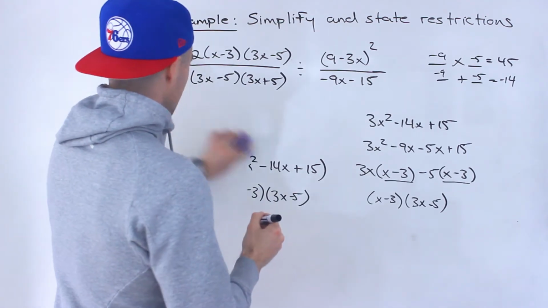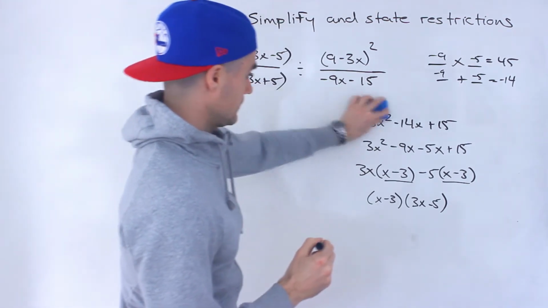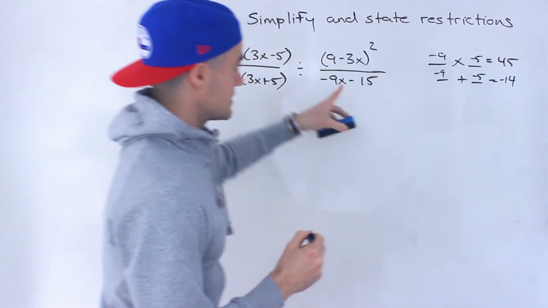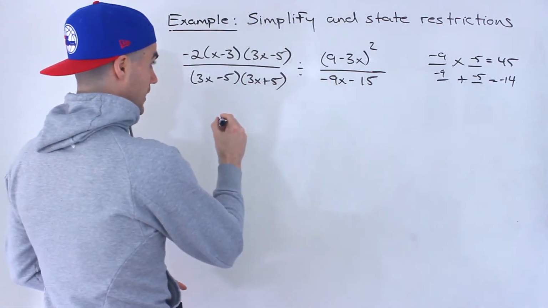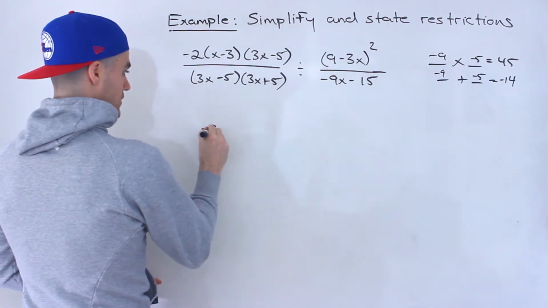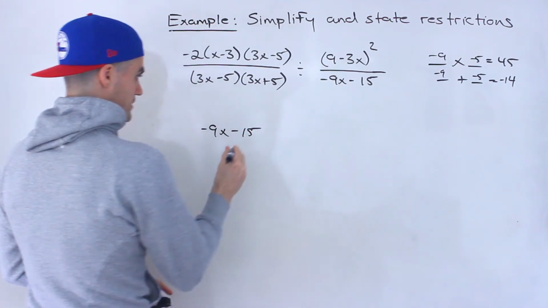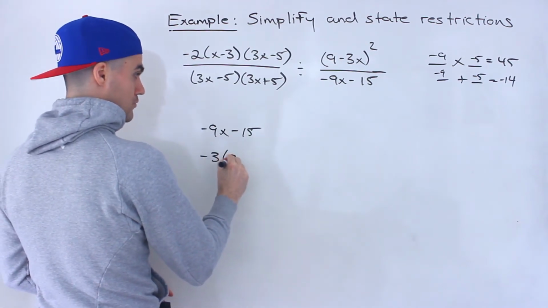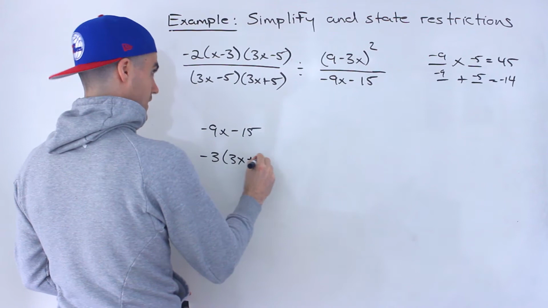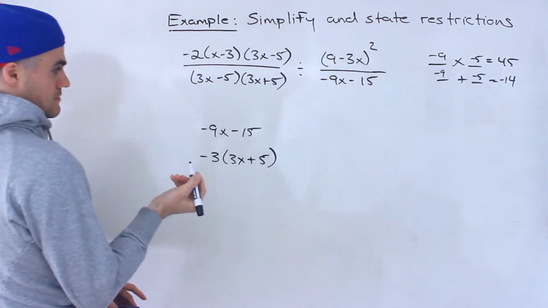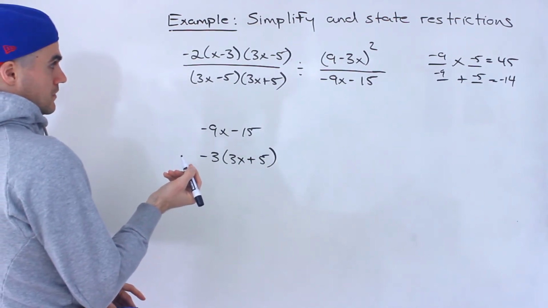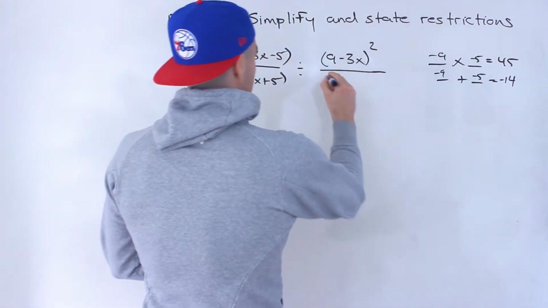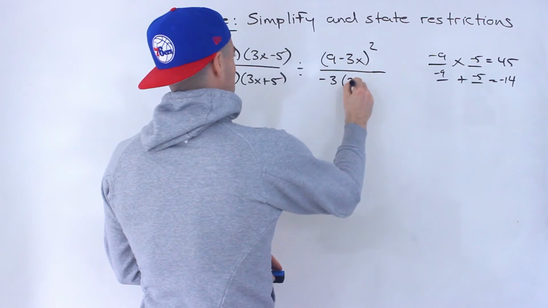And then this second expression, notice that we're dividing. So what we're going to have to end up doing is flipping this expression and then multiplying it. But before we do that, let's factor what we can. Notice here we could take out a negative 3. So we'd end up with 3x plus 5, like that. So this would be negative 3 and then 3x plus 5.